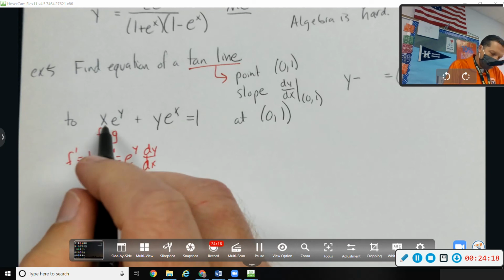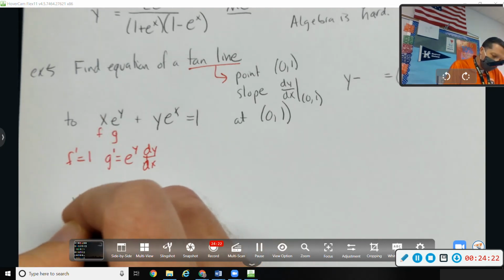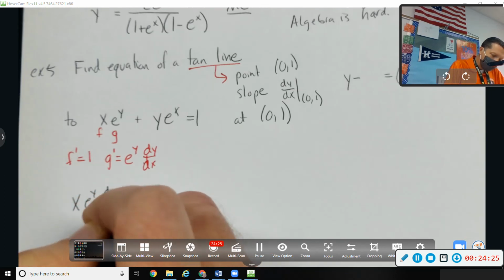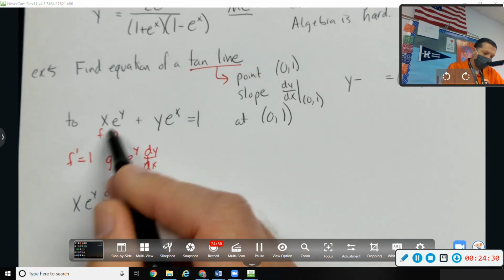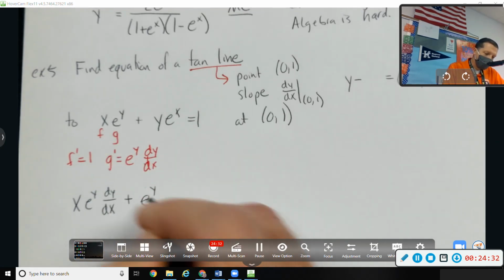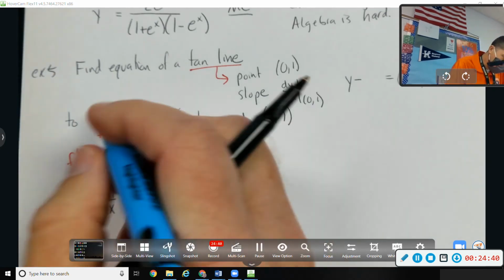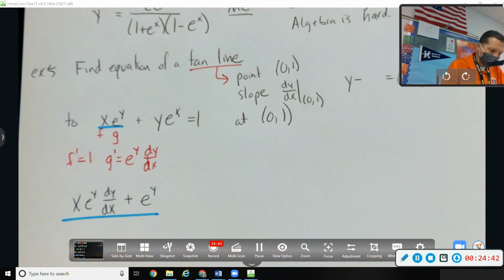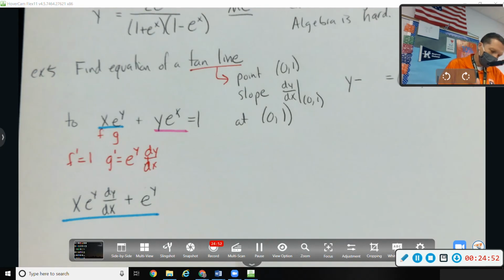Alright, so back up, product rule, first times derivative of the second, so x e to the y dy dx, plus the other way around, second times derivative of the first, that's pretty easy, e to the y. So all of that came from that guy. And then we need to do product rule again on this guy.